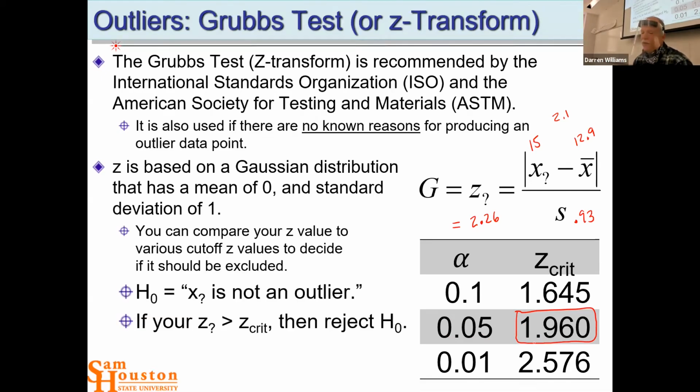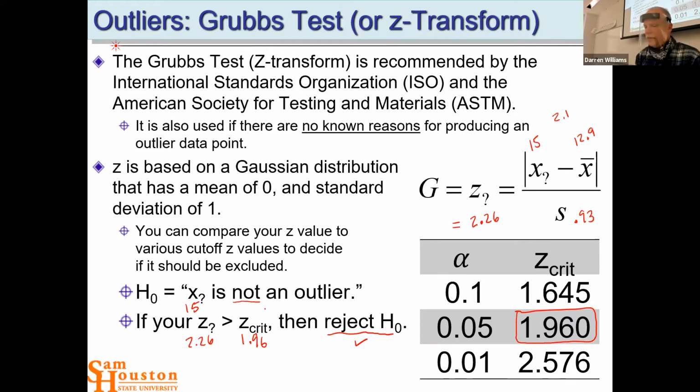So again, we have our null hypothesis that the questioned data point is not an outlier. 15 is not an outlier. That's our null hypothesis. But if 2.26 is greater than 1.96, then reject H0. And so we reject it. So both tests for the trainee give us that it is an outlier.